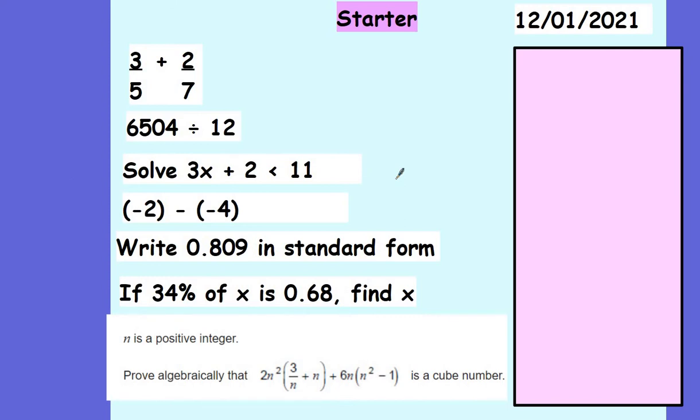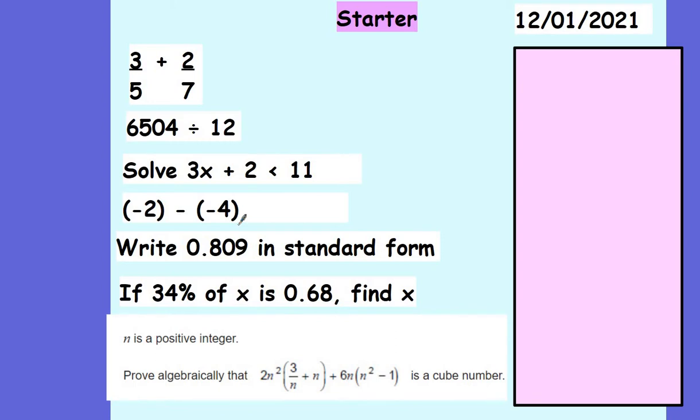Let's start off with a quick starter, shall we? Can you work out 3/5 plus 2/7? Then can you work out 6,504 divided by 12? Solve this inequality for me. -2 subtract -4. What's that going to give you?